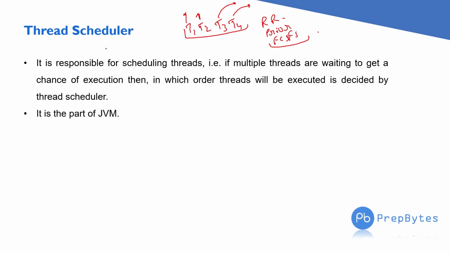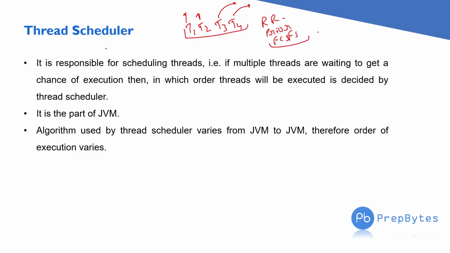Next, it is a part of the JVM. The algorithm used by the thread scheduler varies from JVM to JVM. Therefore, the order of execution varies. We have seen that the order of execution varies. Hence, there is no guarantee for exact output. You cannot get the exact output, but that is not actually important. The output in multithreading is not important. What is important is that the execution speed should increase, and it does increase, because now the same process which would have been run by a single thread may be running by 3 threads simultaneously. So obviously the execution speed will increase. So this is the thread scheduler.